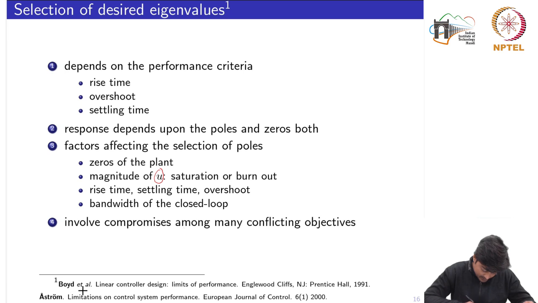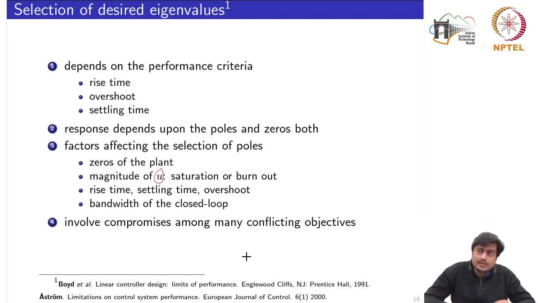The first one is a book by Stephen Boyd on linear controller design, limits of performance. Many chapters of this book discuss what performance is, and what limits there are on the performance of the closed loop system you can achieve. The second is a paper by Karl Åström on limitations on control system performance, published in the European Journal of Control in 2000. This paper is also quite good, and gives an overall overview of the performance of the control system.